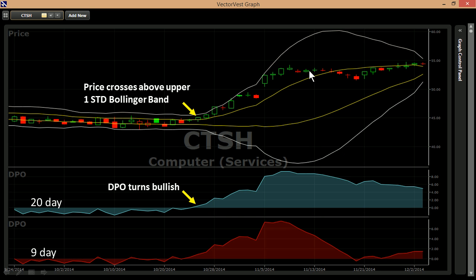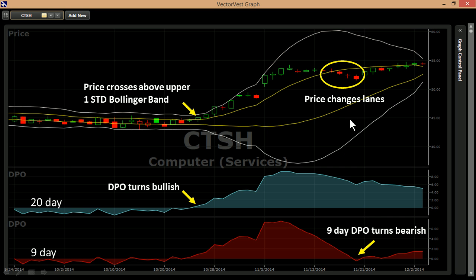Now you can see here as price starts to soften a little bit and crosses into that middle lane. When price changes and crosses from the fast lane into that middle lane, that should give you an early warning signal that the party may be over and you may want to start thinking about protecting profits, taking profits, and moving on to the next trade.